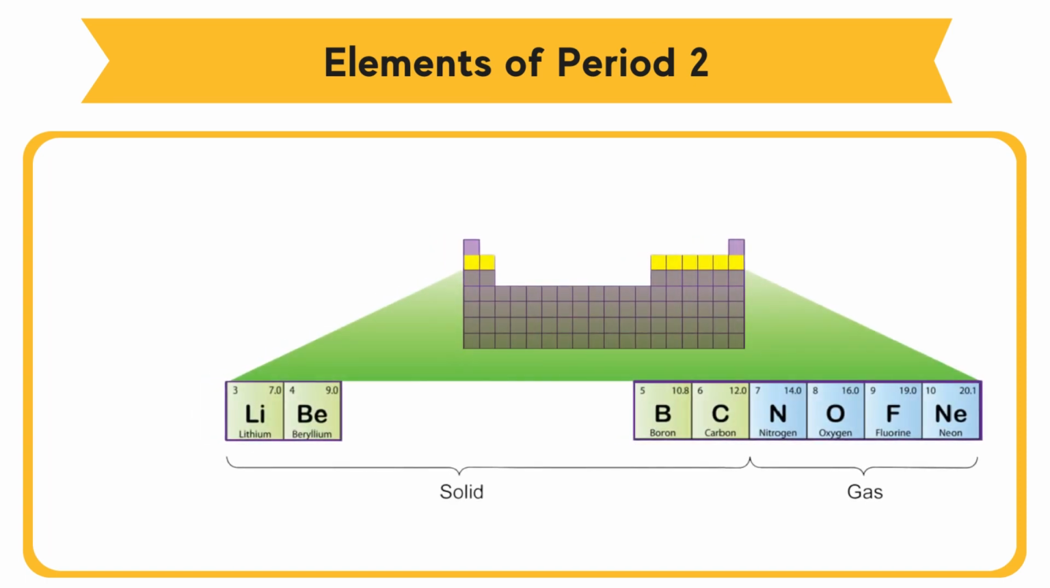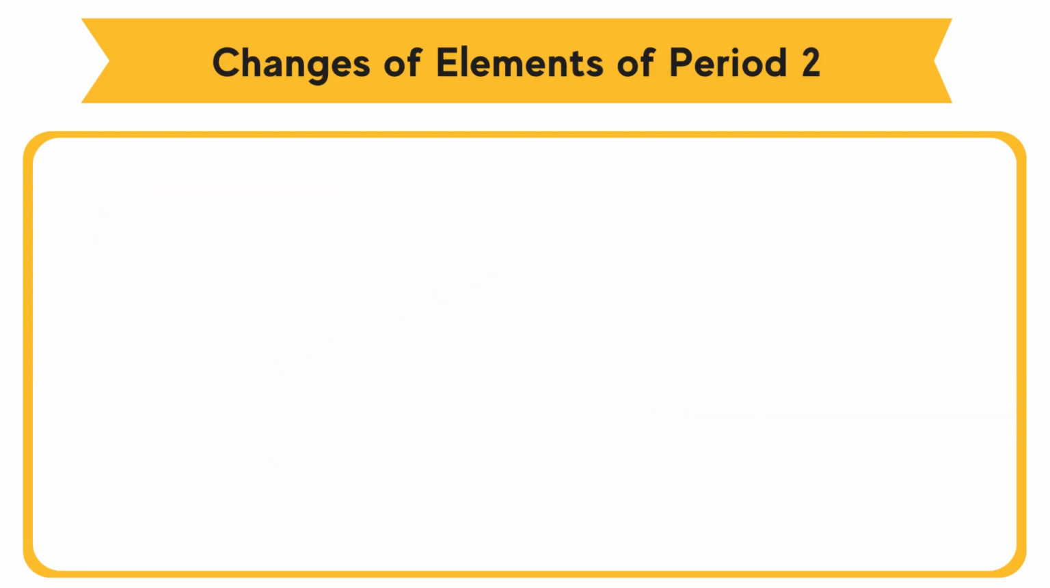Changes of elements of Period 2. 1. Period 2 is located at the second horizontal row from the top of the periodic table of elements. 2. Lithium, Li, beryllium, Be, boron, B, carbon, C, nitrogen, N, oxygen, O, fluorine, F, and neon, Ne, are Period 2 elements. 3. These elements are located in Period 2 because they have two shells filled with electrons.